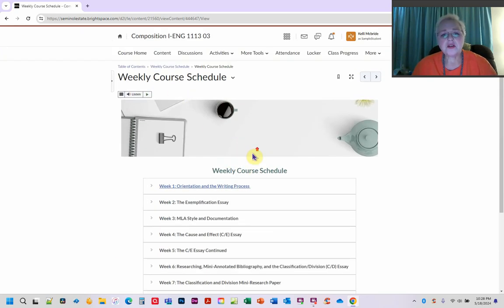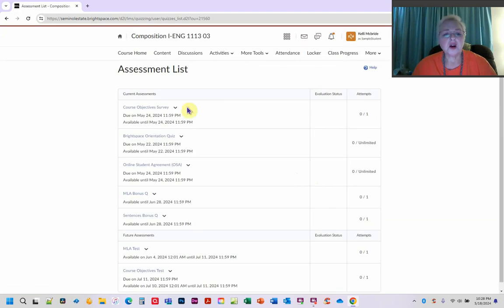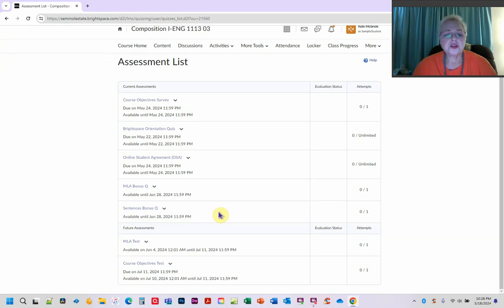You will also have other things along the way to do that are not written assignments. There are several quizzes and tests that you will take. Two of the tests, the MLA test and the course objectives test, are worth 100 points. Those are due, you can see, towards the end of the semester. In fact, the course objectives test is our final exam. This one is like 25 questions, or no, actually I'm thinking it's like 34 questions. And this one is maybe 16 questions.